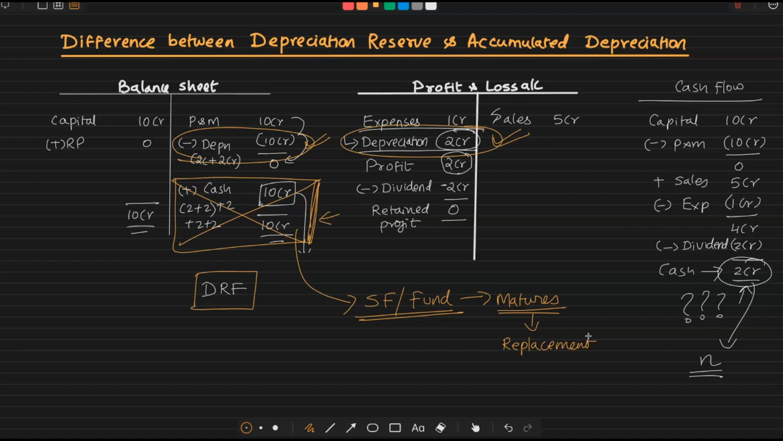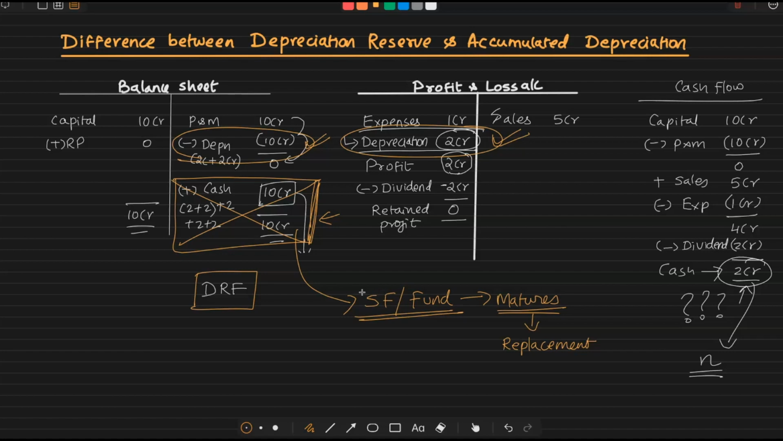So, it's in this aspect, this depreciation reserve and accumulated depreciation differs. Most of the websites, if you look at it, it will say that accumulated depreciation and depreciation reserve are one and the same. Yes, but the final purpose, there is a difference. In accumulated depreciation, you debit the P&L, you create accumulated depreciation, you show it as a deduction from fixed asset, and you do not bother about what you are going to do with the cash that got retained into the system as a result of depreciation.